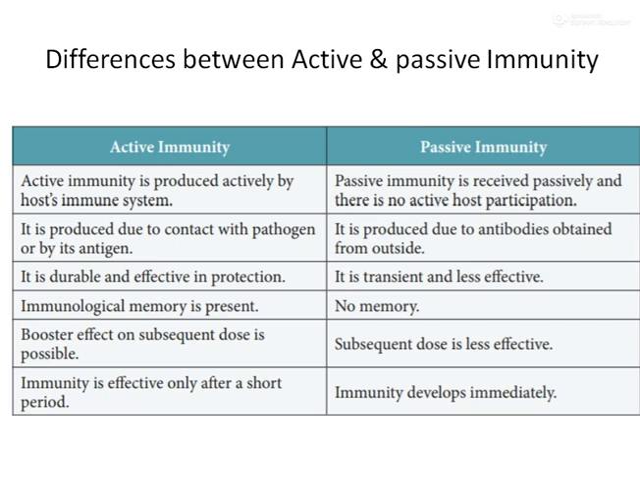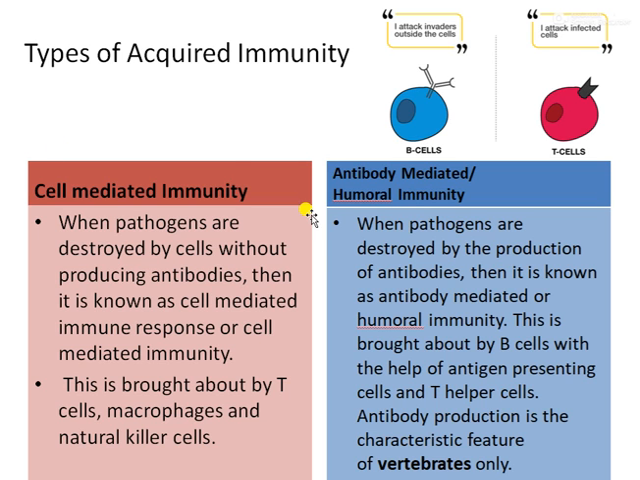Now, the types of acquired immunity. As I told you, it could be either the B lymphocytes or the T lymphocytes which are mainly responsible for the acquired immunity. B lymphocytes are mainly the ones producing the antibodies, and the immunity we get by antibody production is referred to as humoral immunity.